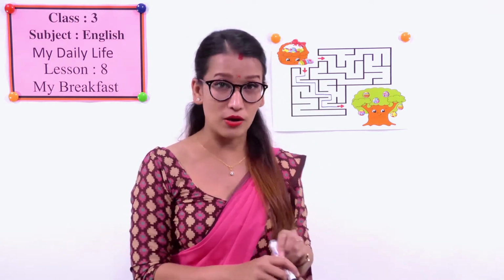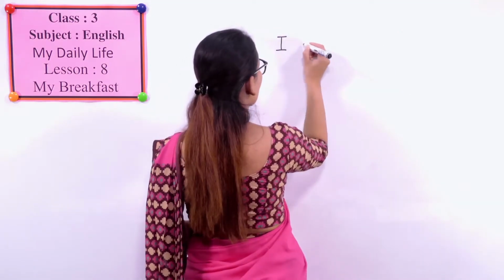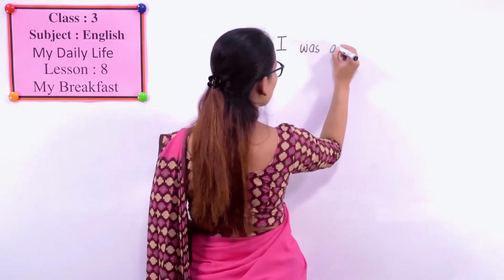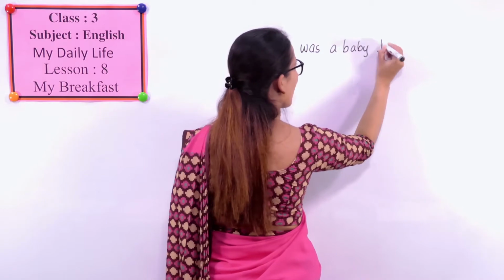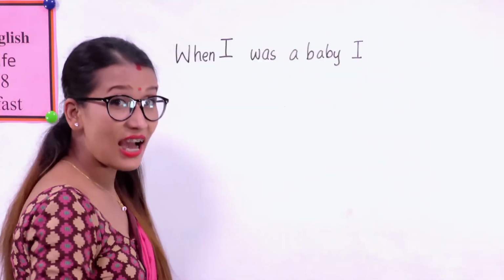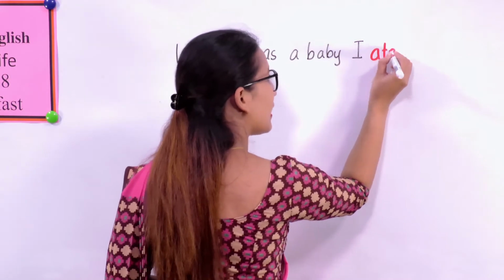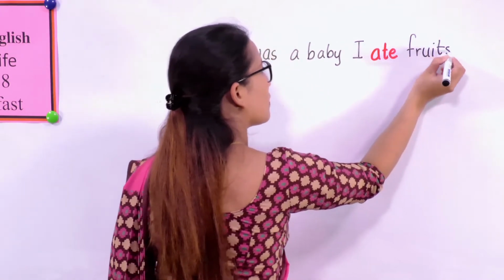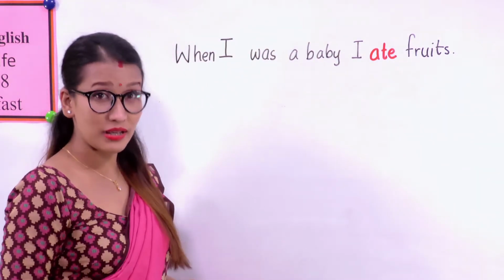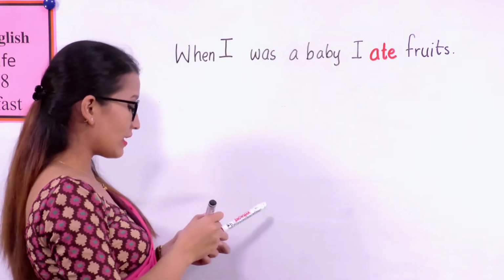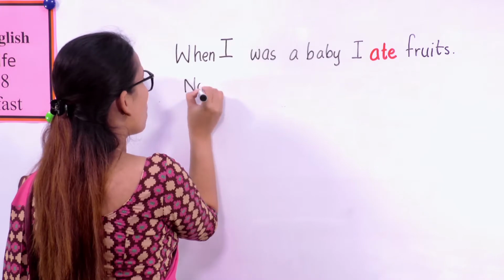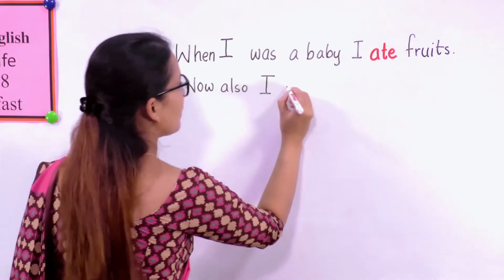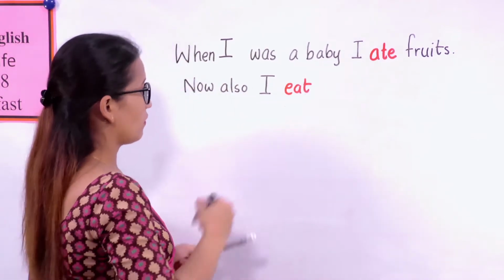Okay, look at here on the board. When I was a baby, I ate, okay? I ate fruits. Now, when I am big, yes, I have grown up, yes? Still, I eat fruits. So, how should I write that now? Now, also, I eat fruits.